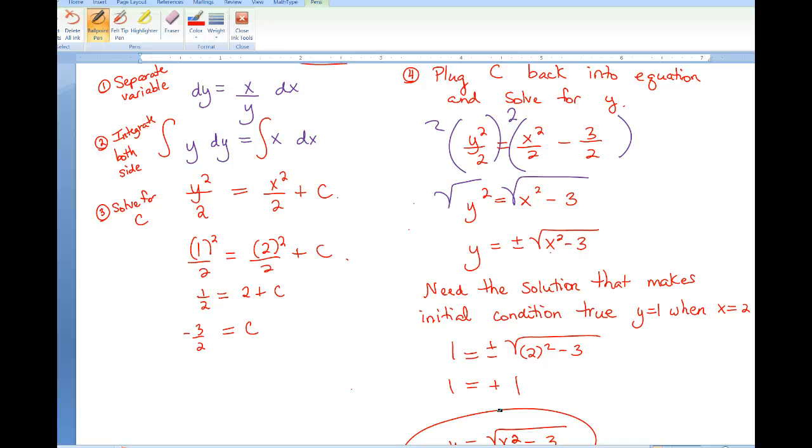Okay. If you follow those 4 steps, it's pretty, I don't want to say it's easy, but it's like the same thing every time. It's like separate the variables, integrate both sides, solve for c, and then plug back in and solve. And then the very last piece was just, you want to double check, go back to the point that you were given in the very beginning, plug it in and make sure that it's true. Sometimes you won't have a plus or a minus, but if you do have plus or minus, you want to just make sure that you're using the right one.